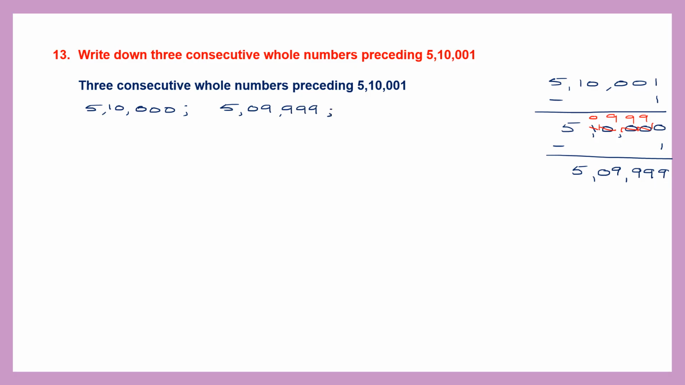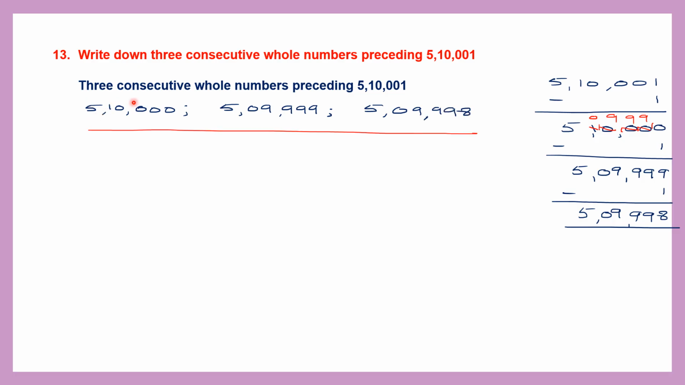Now we need to get one more number. So we need to subtract 1 from this number. So 9 minus 1 is 8. Then we have 9, 9, 9, 0 and 5. So what is the number? 5,09,998. That's our third number. So we have found 3 consecutive whole numbers preceding 5,10,001. What are those? 5,10,000, 5,09,999, 5,09,998.